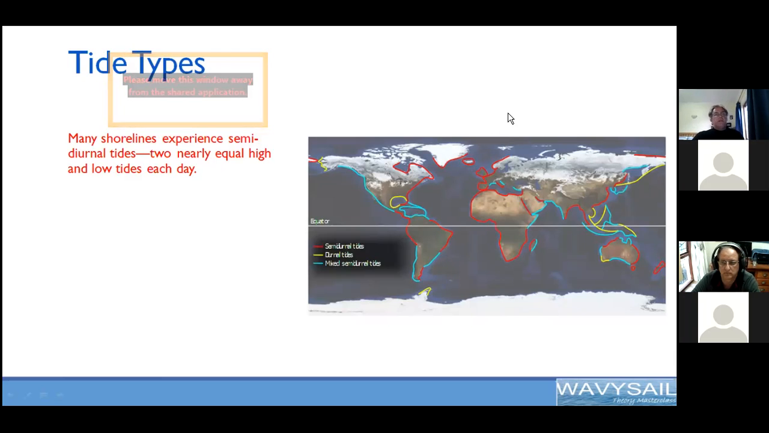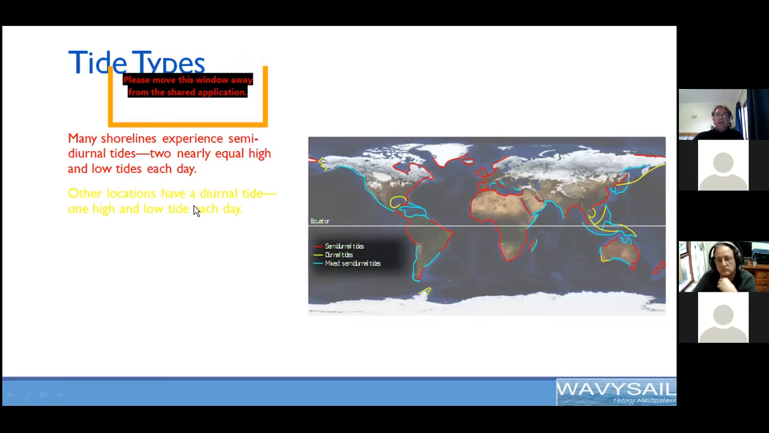Many shorelines, like ours for instance, have a semi-diurnal tide, and most of the world you see in red here is semi-diurnal. That's two nearly equal highs and lows each day. Then in the yellow areas, that's a diurnal tide. They only have one high and low each day.